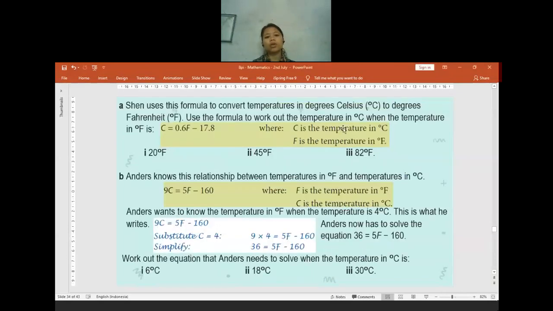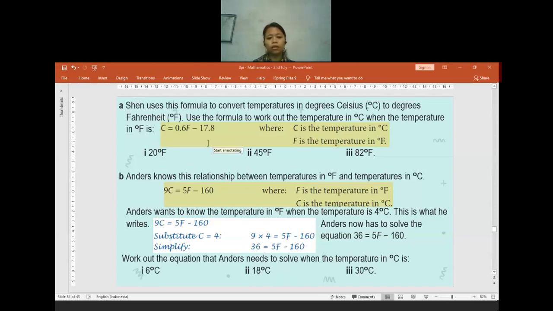Okay. Sun used this formula to convert the temperature in degrees Celsius to degrees Fahrenheit. So we already have the formula: C equals 0.6F minus 17.8. C is the temperature in Celsius, F is the temperature in Fahrenheit. Now for the first question, there is 20 degrees Fahrenheit. Has anyone already found the answer for question 10A1? How many degrees Celsius will it be?